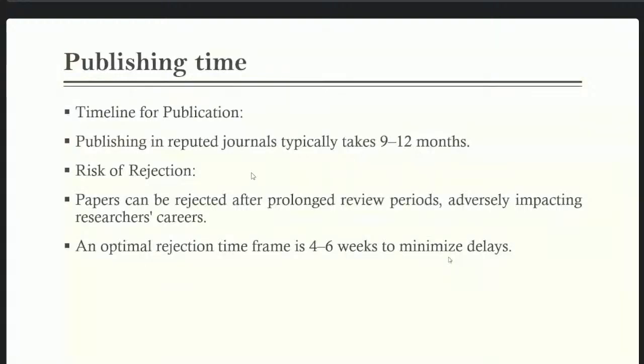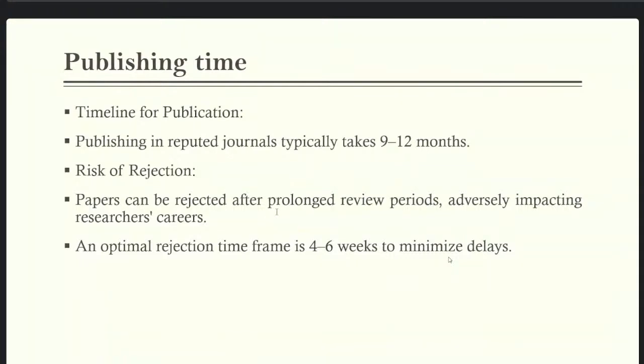Next is publishing time. That is a big concern, and we have to think about these things because when we finalize a journal, if we have time to wait, then we have to pick that journal accordingly. Normally, a journal will take 9 to 12 months, and some journals respond very quickly, even with a desk rejection. So that requires very critical thinking.